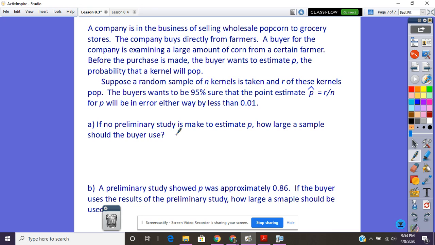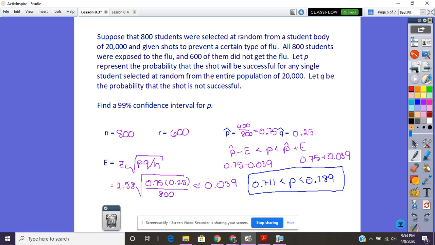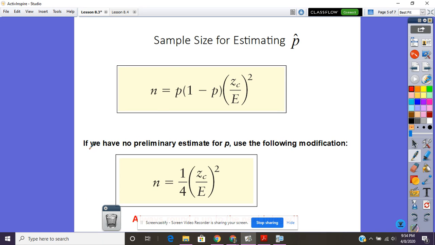What that tells us here is that I want my E to be 0.01. But I know this 95% confidence interval. So this goes back to this one right here. So if you have no preliminary estimate, it's this formula. If you have a preliminary estimate, it is this formula. So kind of keep those in mind.